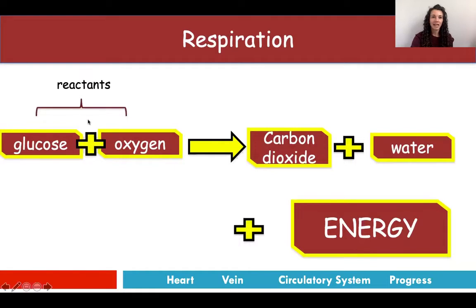And these over here are the reactants, glucose and oxygen. Remember, they're the things that go into the chemical equation. And over on the other side, we've got the products, the things that come out of the chemical equation. Okay, carbon dioxide and water, they're actually waste products. We don't really need to use those. The main product that we want is the energy. So we excrete the carbon dioxide and water.